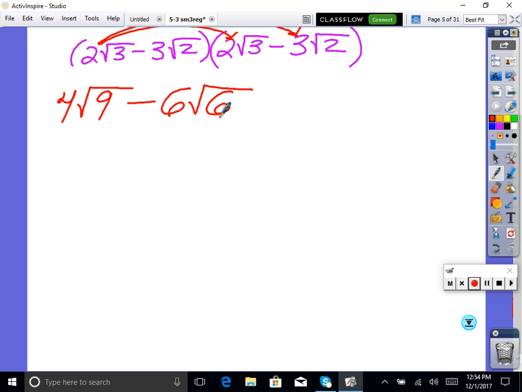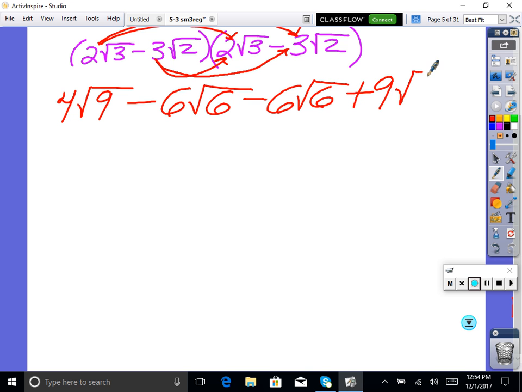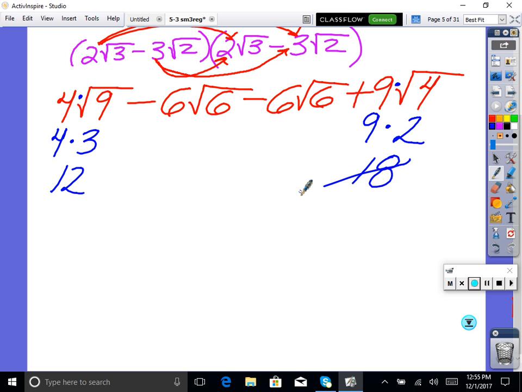Very good. Let's do the underneath one. Negative 3 root 2 times positive 2 root 3 is negative 6 root 6. You're doing great. Right here's where people mess up usually. Negative 3 root 2 times negative 3 root 2. Positive 9 root 4. Now keep in mind, this is a times sign right here and right here. So yes, we're going to simplify the radicals. That's 4 times 3, which is 12. This is 9 times 2, which is 18. So now positive 18 plus 12 is 30.